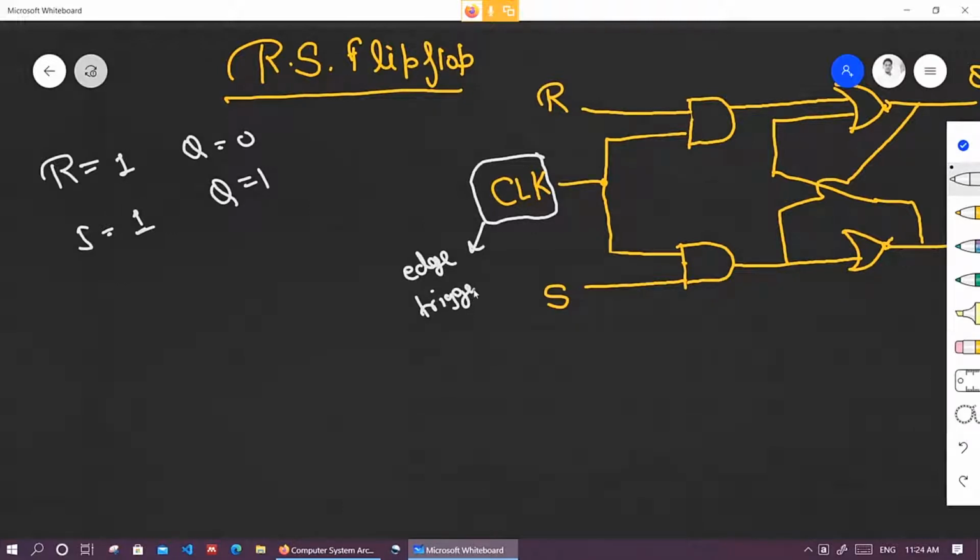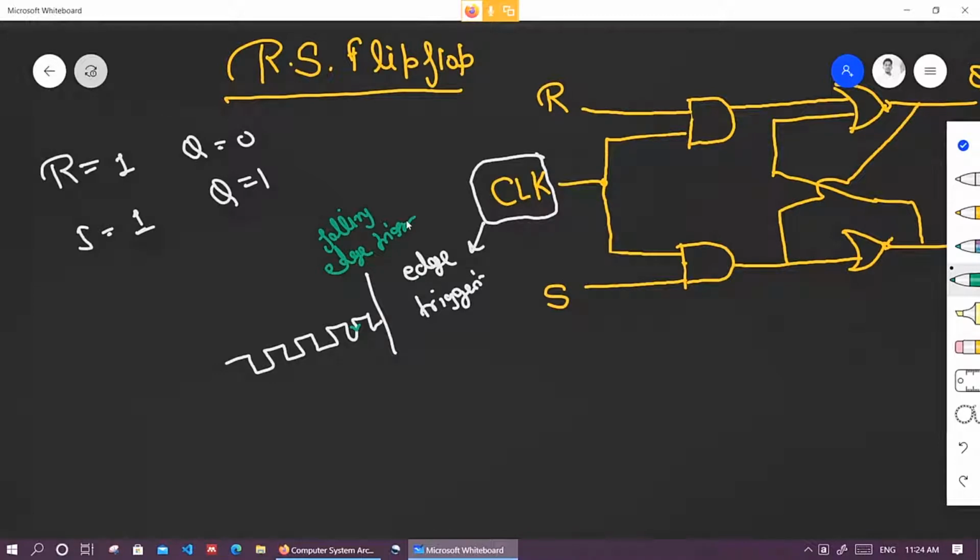Now edge triggering means what? That means suppose this is my clock signal which is going on. Fine. So my clock signal is applied to that. Now I am using the falling edge trigger. Falling edge trigger, it means what?